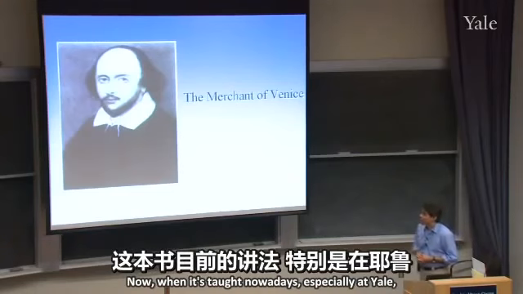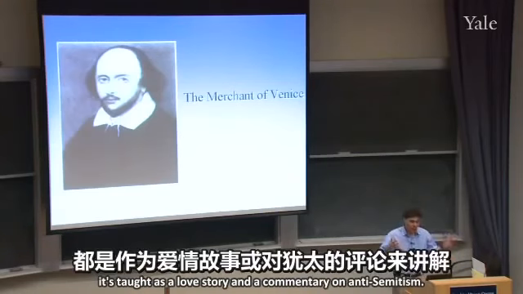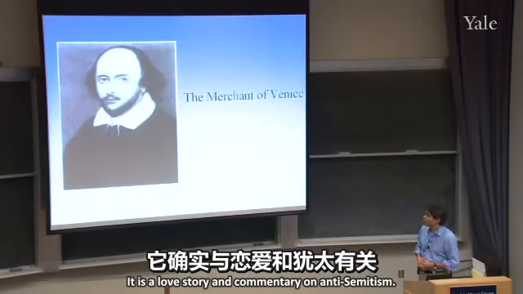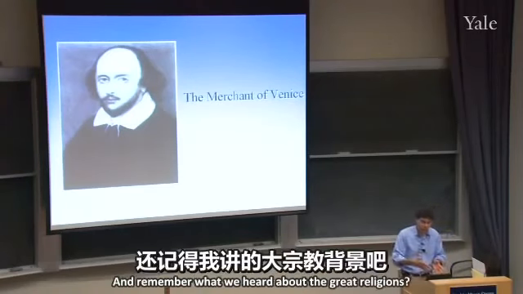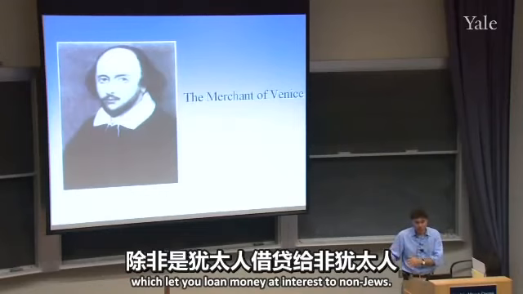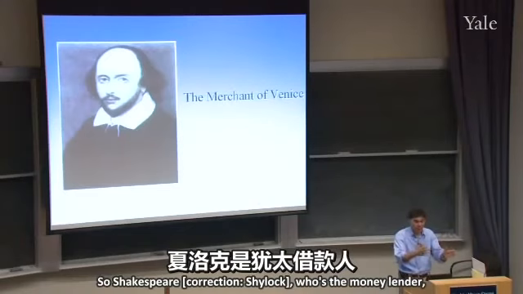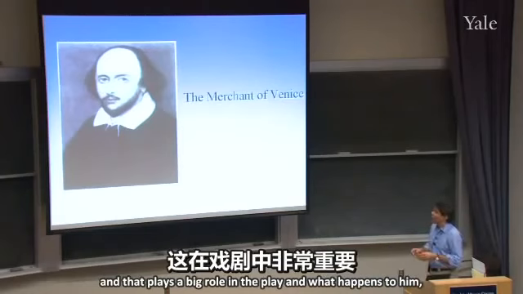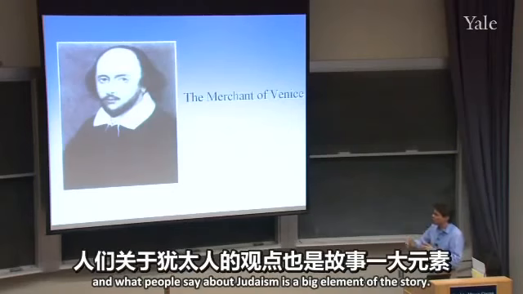Now, when it's taught nowadays, especially at Yale, it's taught as a love story and a commentary on anti-Semitism. Now, of course, it's both. It is a love story and a commentary on anti-Semitism. Shylock the lender is Jewish, and remember what we heard about the great religions, they were all forbidding lending at interest except for Judaism, which let you loan money at interest to non-Jews. So Shylock, who's the money lender, is Jewish and lending it to Christians. And that plays a big role in the play. And what happens to him and what people say about Judaism is a big element of the story.